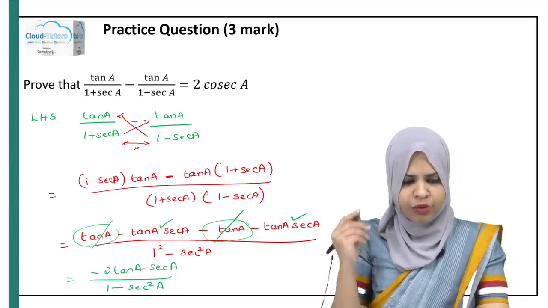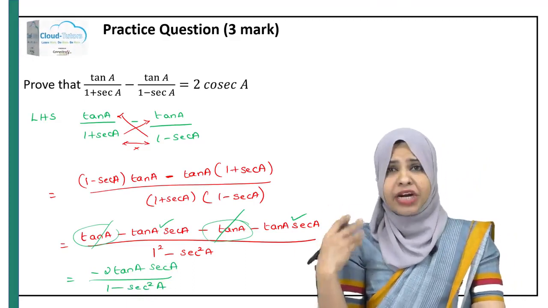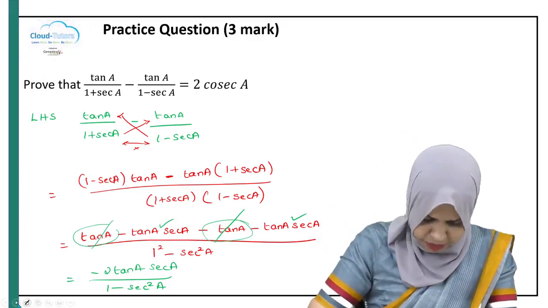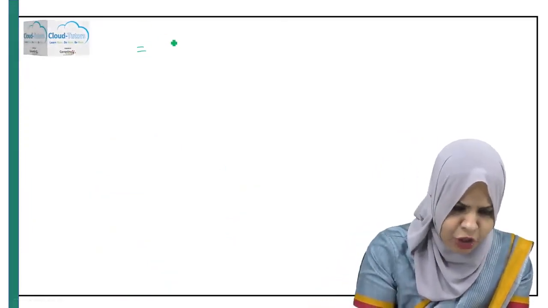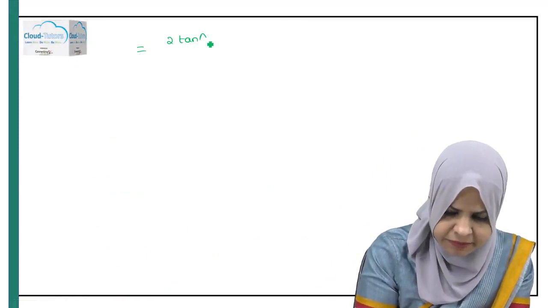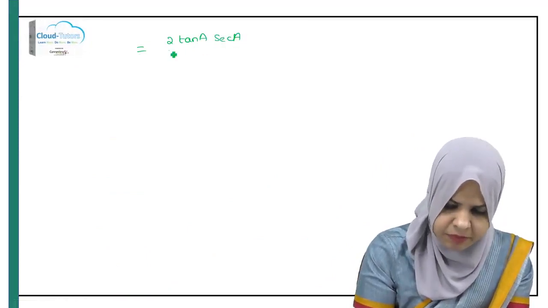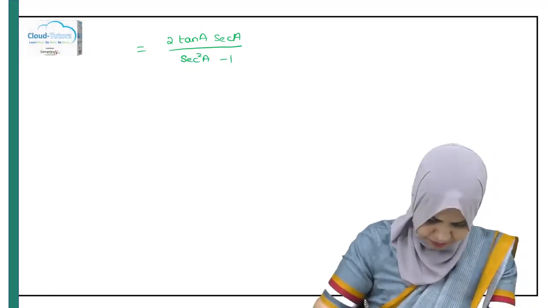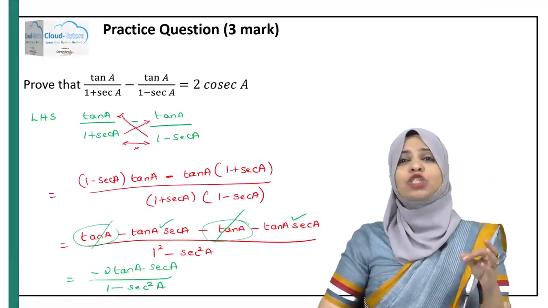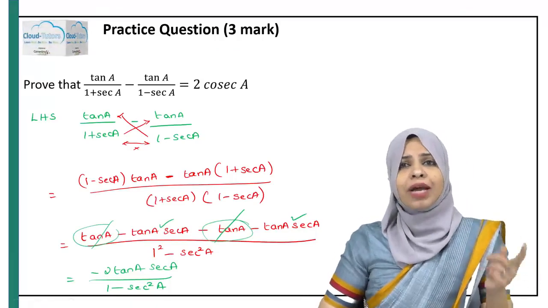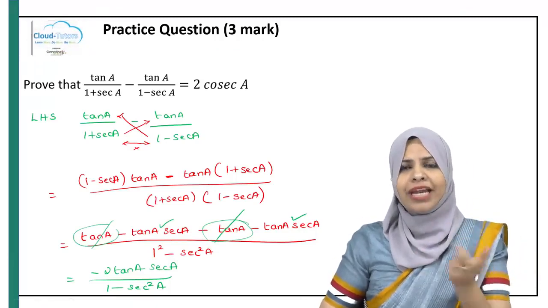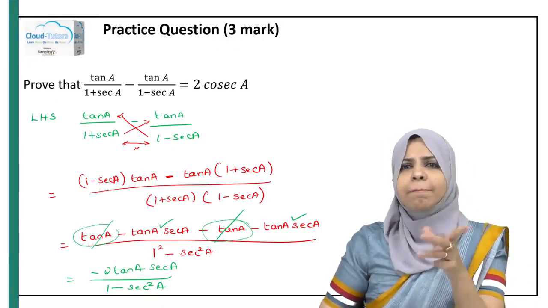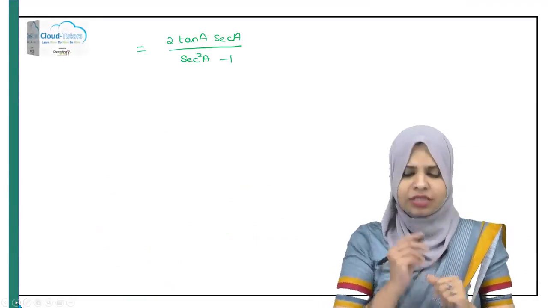Now what I can do here is, I have minus in the numerator. So I'll multiply both numerator and denominator with minus 1. So what will it be? It would become 2 tan A secant A by secant square A minus 1, right? See here, if I multiply, secant square A becomes positive, whereas 1 becomes negative. Plus 1 into minus 1 is minus 1. Minus secant square A into minus 1 will become plus secant square A. So yes, this is what happens.